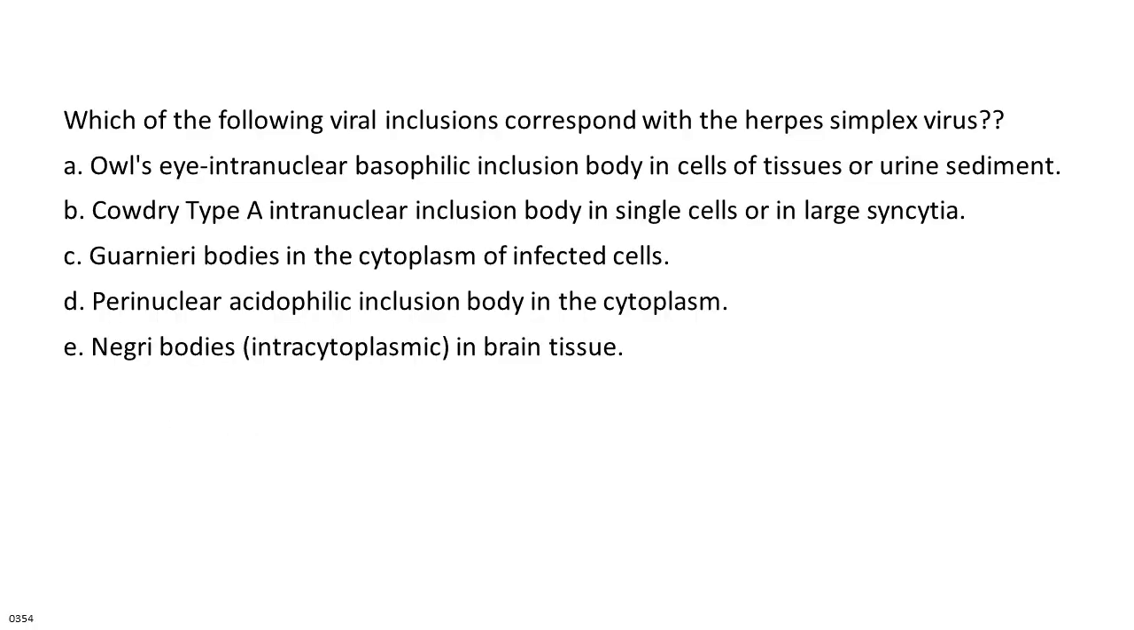Which of the following viral inclusions correspond with the herpes simplex virus? A. Owl's eye intranuclear basophilic inclusion body in cells of tissues or urine sediment. B. Cowdry type A intranuclear inclusion body in single cells or in large syncytia. C. Guarnieri bodies in the cytoplasm of infected cells. D. Paranuclear acidophilic inclusion body in the cytoplasm. E. Negri bodies, intracytoplasmic, in brain tissue.